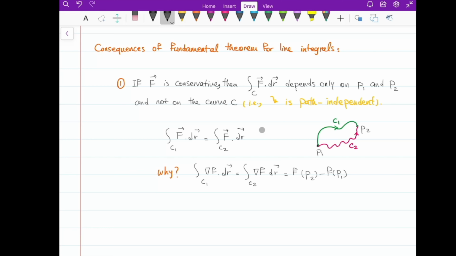Okay, so that's why if the vector field is conservative, the line integral of the vector field f only depends on the beginning and the end point, and the line integral is path independent.